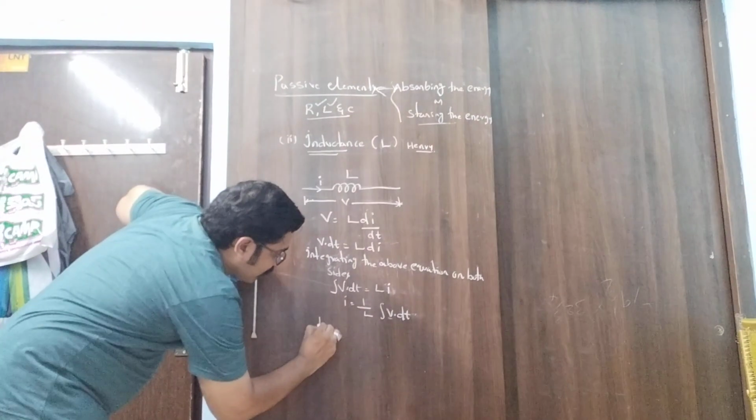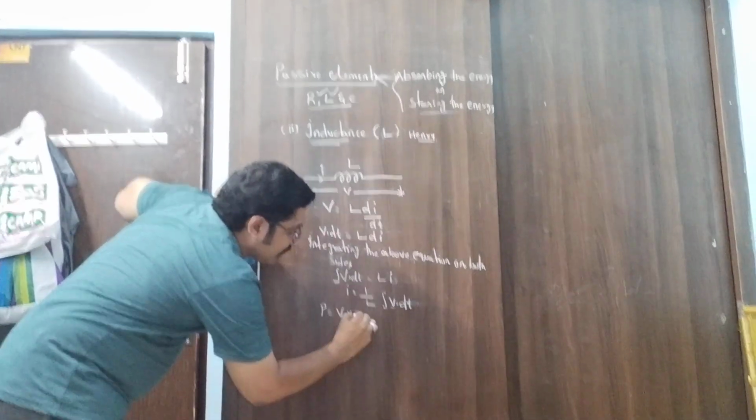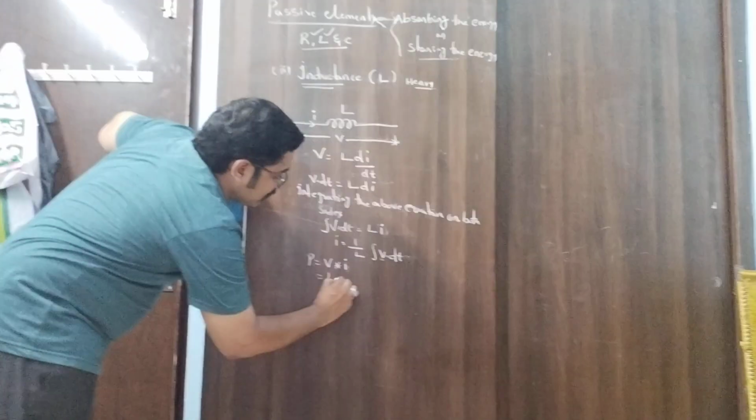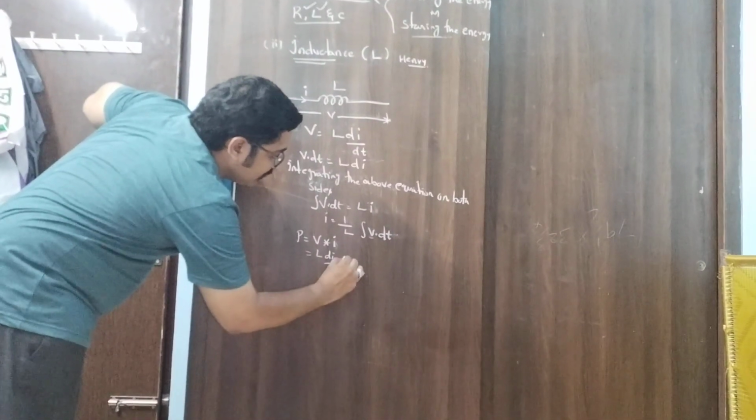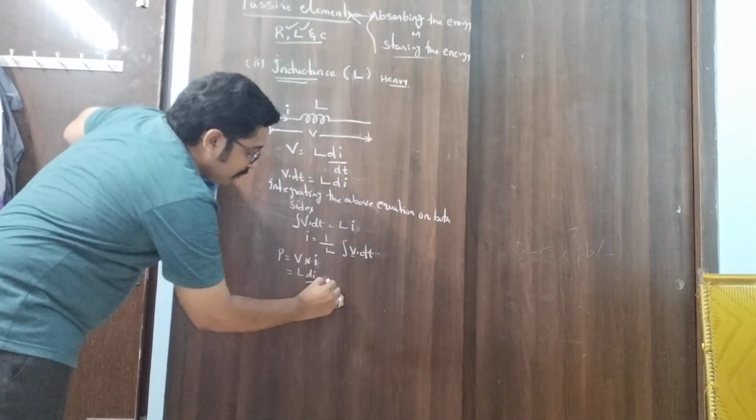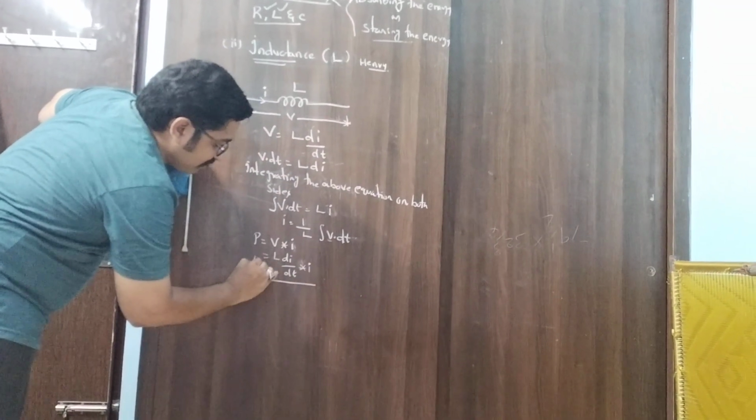Now what is P? Power. Power is equal to V into I. So what is V? V is nothing but L into di divided by dt. So P is equal to L into di divided by dt multiplied with I. This is the power.